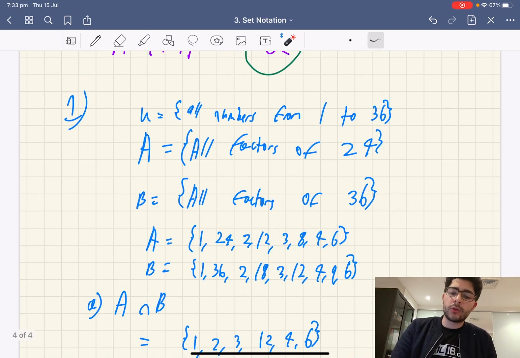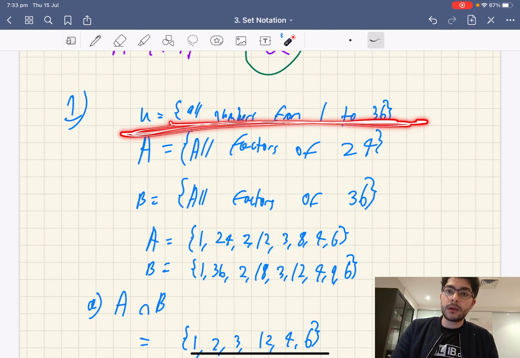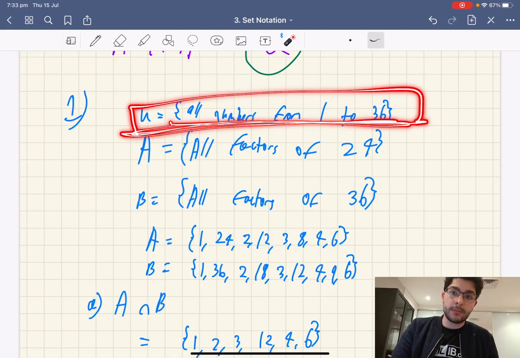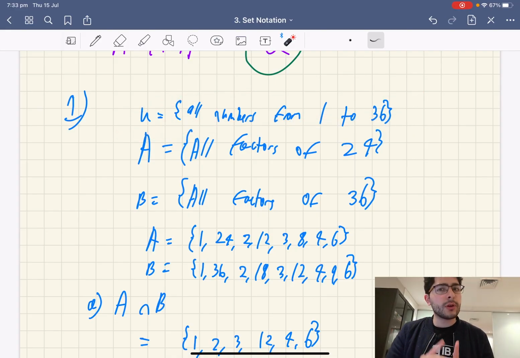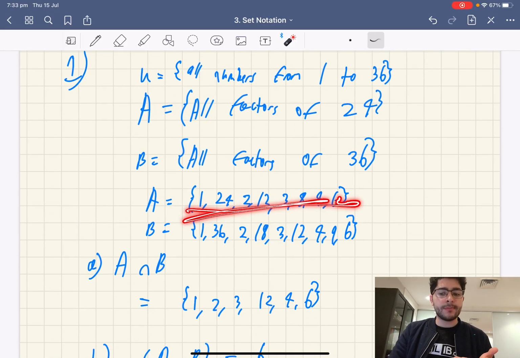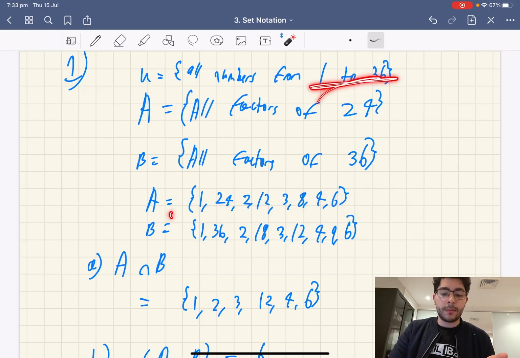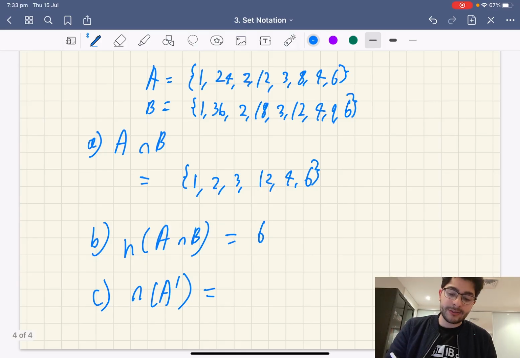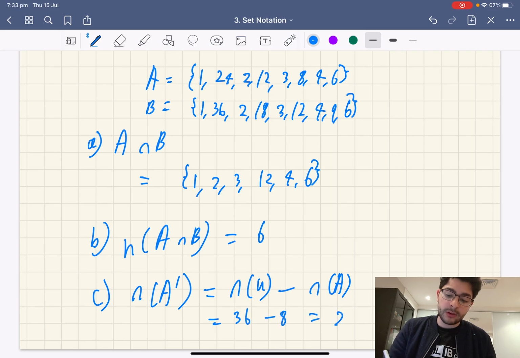And if we think about it, there are 36 terms in the universal set, or the sample space. So if there are 36 terms in the sample space, and there are 8 in A, the amount of terms that is not going to be in A is just going to be 36 minus the 8 terms here. So the number of terms not in A is the number of terms in the universal set minus the number of terms in A, which is 36 minus 8, which is going to be 28, I believe? 28.